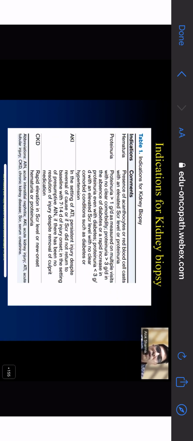Then you have hematuria, and then you have AKI. AKI is acute kidney injury. What we used to call ATN and other things fall under the purview of AKI, acute kidney injury. And then you have a chronic smoldering disease, CKD. Sometimes to find the cause of CKD, you do a kidney biopsy. So these are the major causes we should be aware of for why a renal biopsy is done.